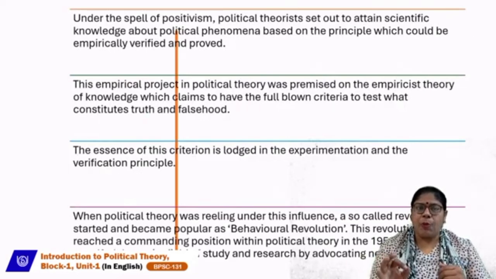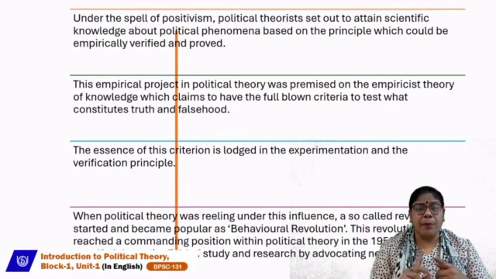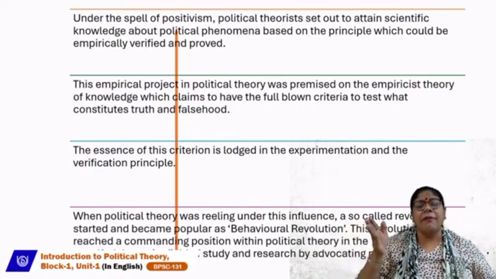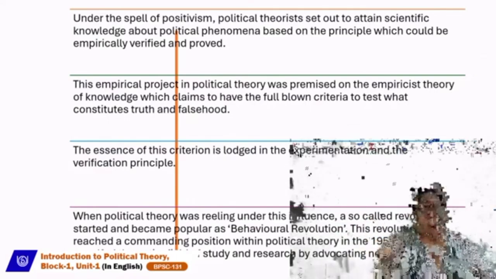And under the spell of positivism, political theorists set out to attain scientific knowledge about political phenomena based on principles which could be empirically verified and proved. So the principle of making theory should be that it is empirically verified and proved. They want to attain scientific knowledge, and how can scientific knowledge be earned? What is science? Science is that which is empirically verified and proved. So political theories have to be like that.